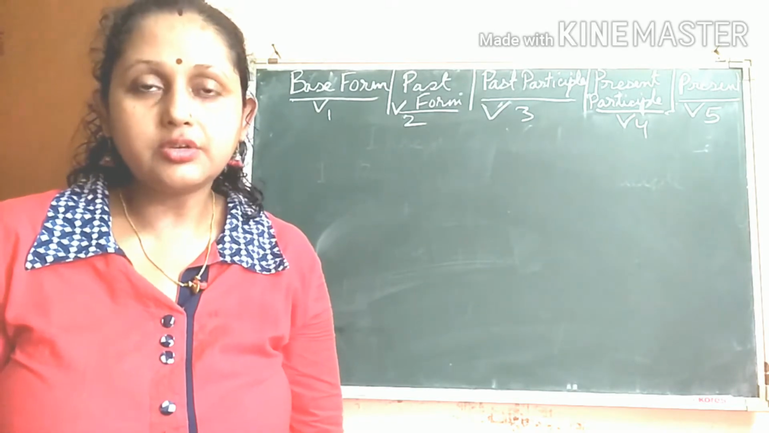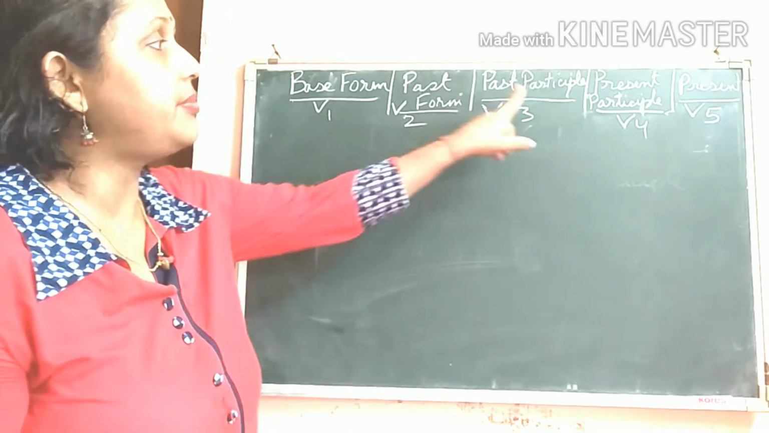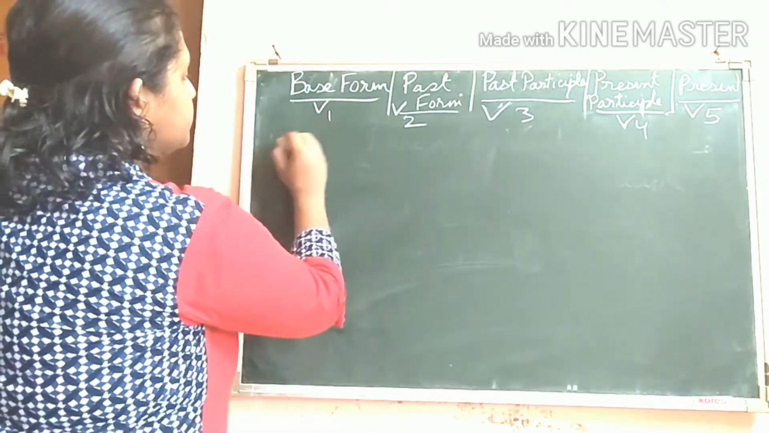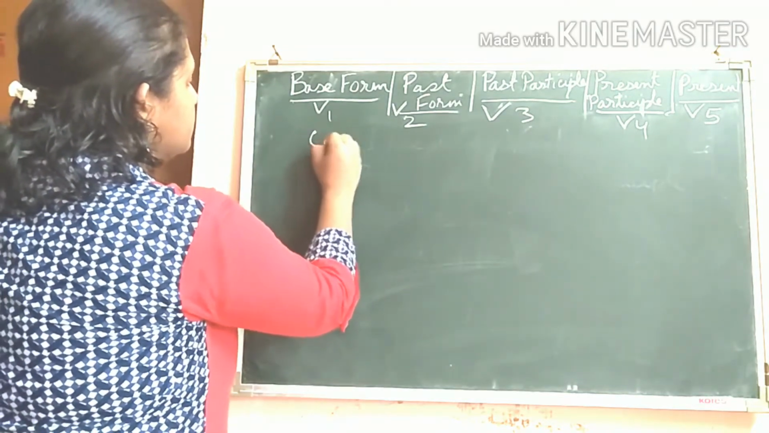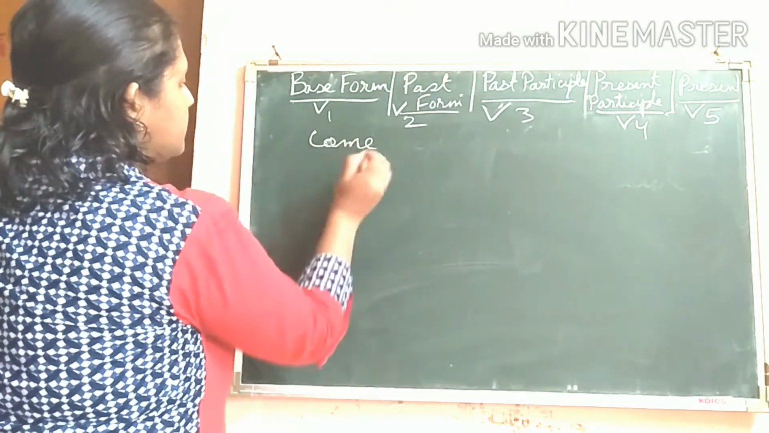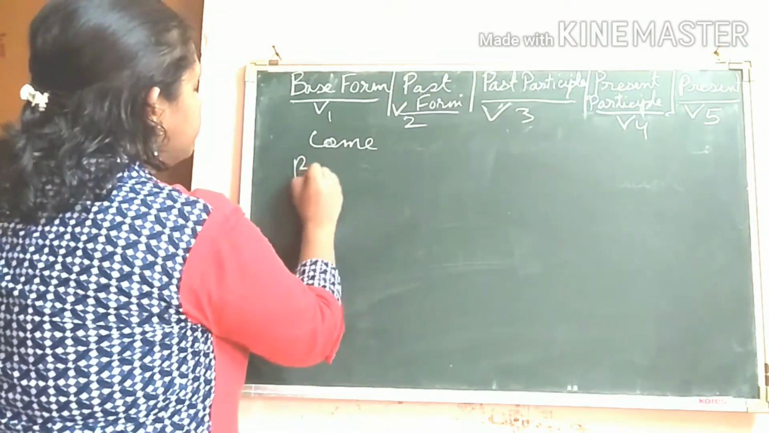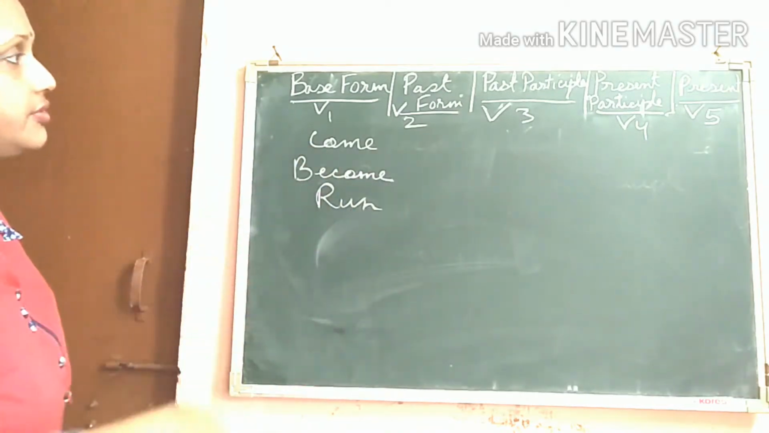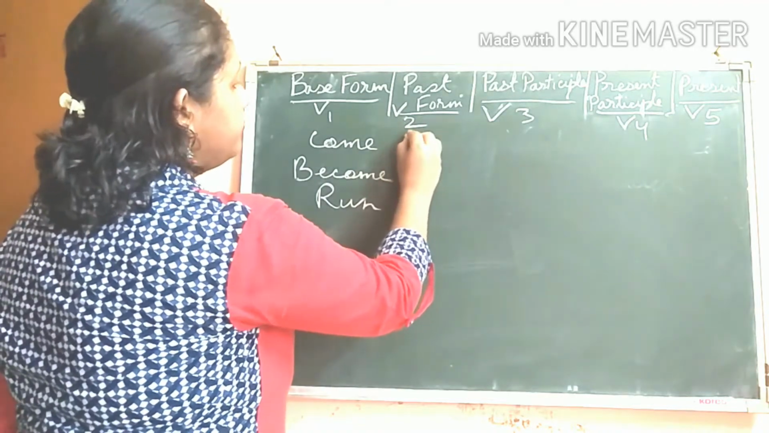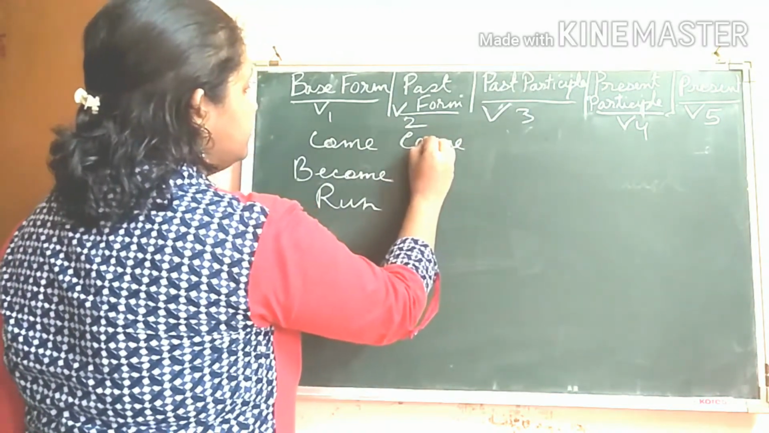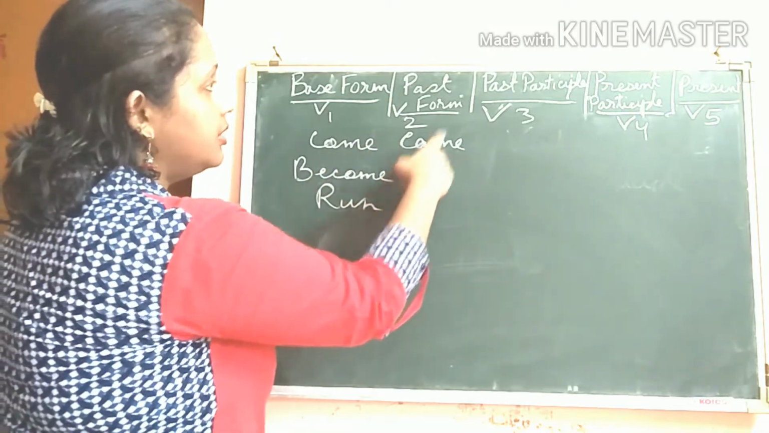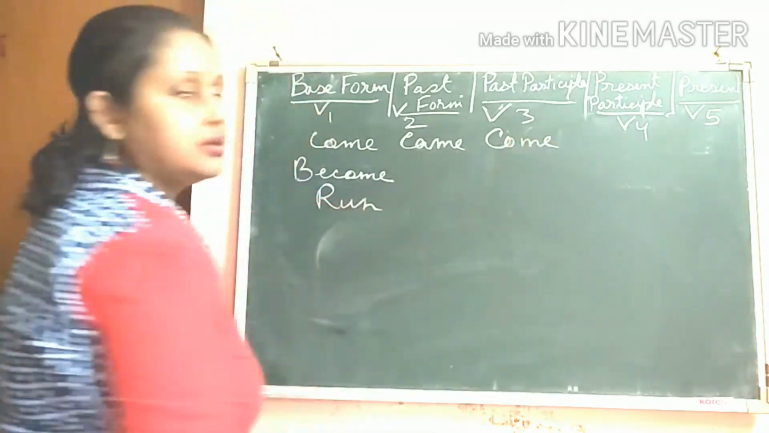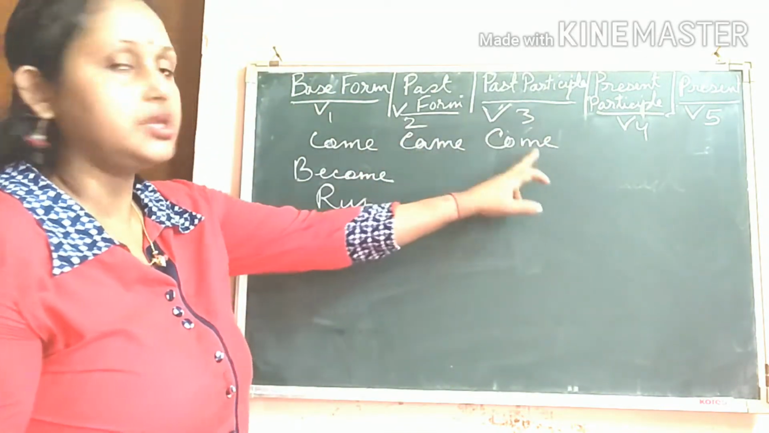Let's have a look at the first category of irregular verb where the base form and the past participle are same. For example, the base form is suppose come. Okay, the verb is come, become, run. See these 3 verbs, the past form is came, isn't it? Come, the past form is came, and the past participle is again come. Clear? Here the base form and the past participle both are same.